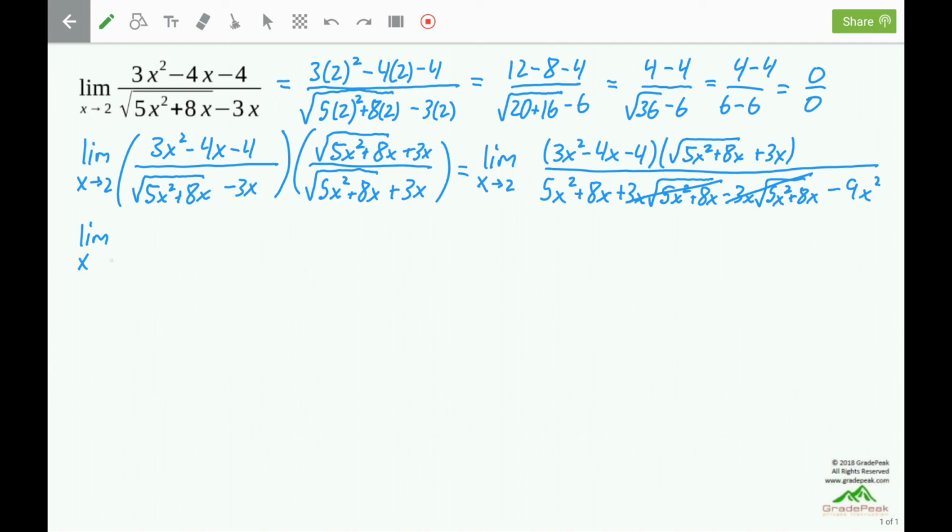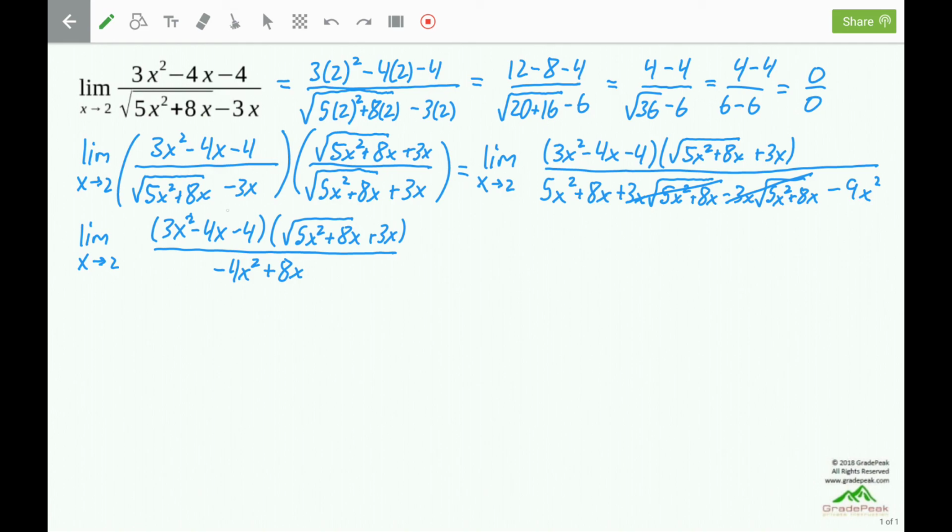So we have the limit as x goes to 2. The numerator I'm going to just leave alone for now, so I'll just rewrite it again. And this will be over 5x squared minus 9x squared is a negative 4x squared, and then plus the 8x. At this point we have power functions. We still have 0 over 0. We need to factor and cancel.